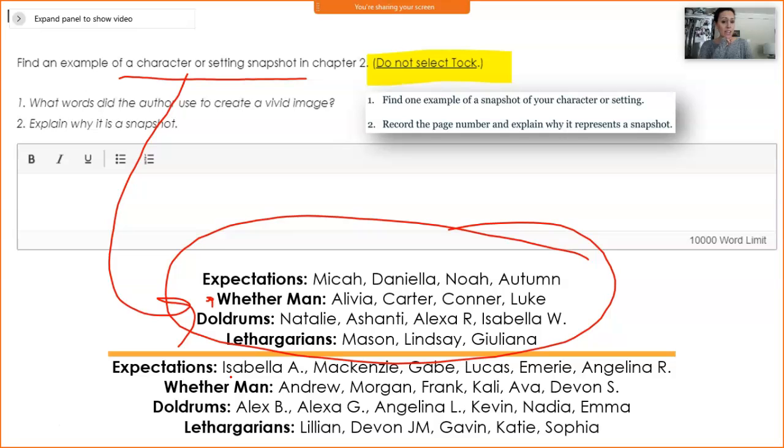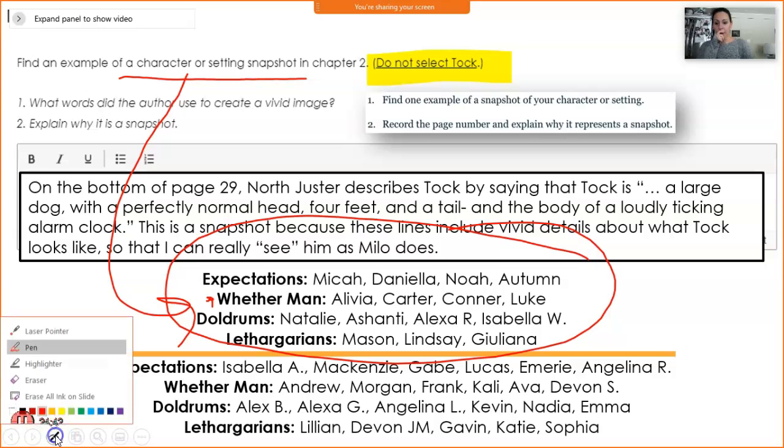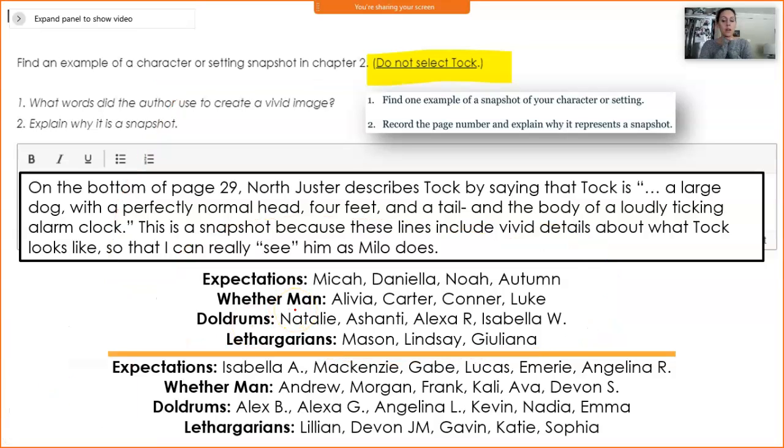Now, before I do, this is my example for how to answer this question. So, first of all, I'm going to read the question, then I'm going to read my response. Find an example of a character or setting snapshot in Chapter 2. Obviously, do not use talk because I'm using talk. What words did the author use to create a vivid image and explain why it is a snapshot? So I'm going to find one example of the snapshot of my character or setting. Then I'm going to record a page number and explain why it represents a snapshot. That's the directions. So this is what I said.